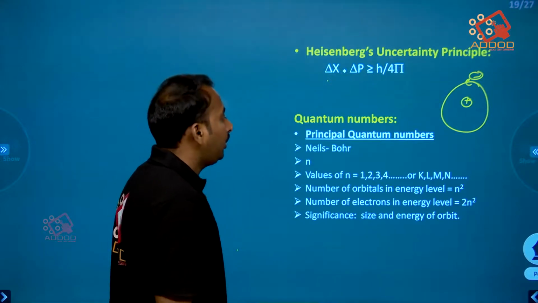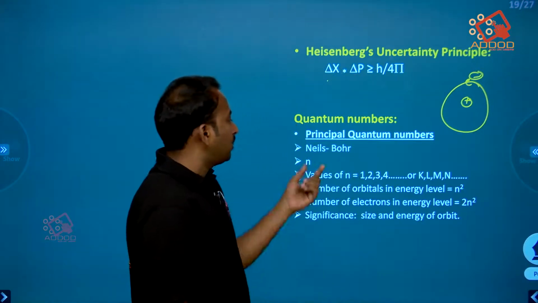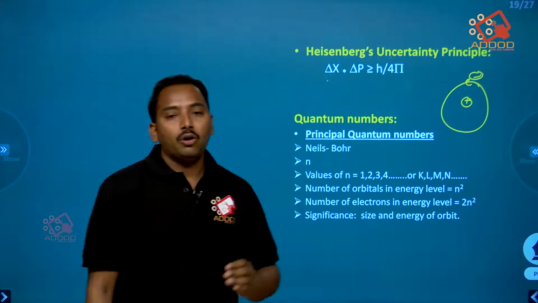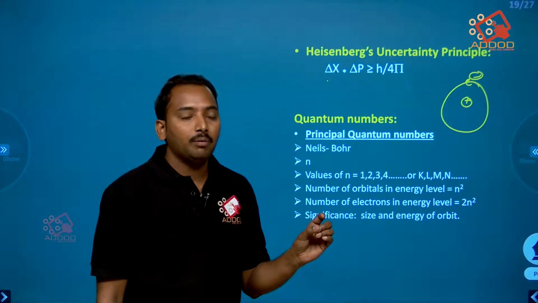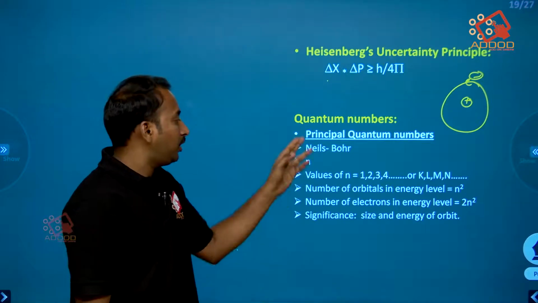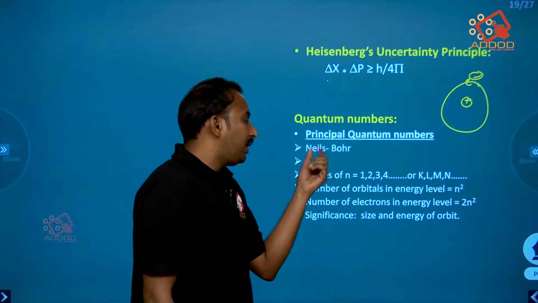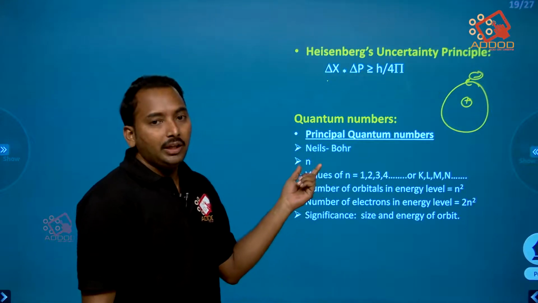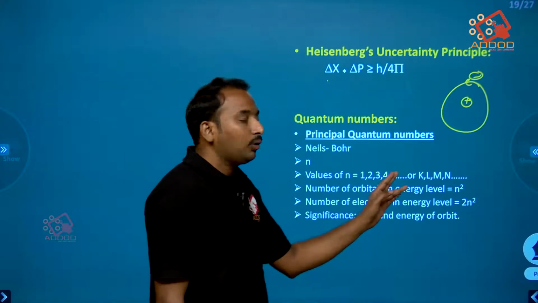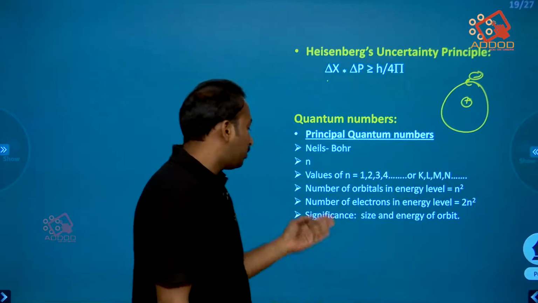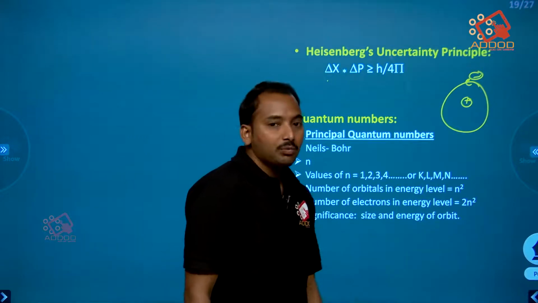And next we go to the important topic, quantum numbers. There are 4 quantum numbers: principal quantum number, azimuthal quantum number, magnetic quantum number, and spin quantum number. First one, principal quantum number. The principal quantum number was proposed by Niels Bohr, and it is denoted by small n. The values of n are 1, 2, 3, 4 or K, L, M and so on. The number of orbitals in the energy level is equal to n square, that is the formula.